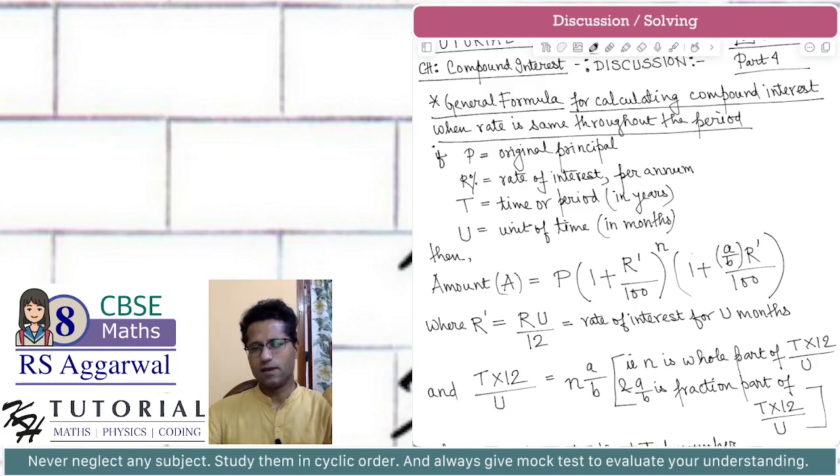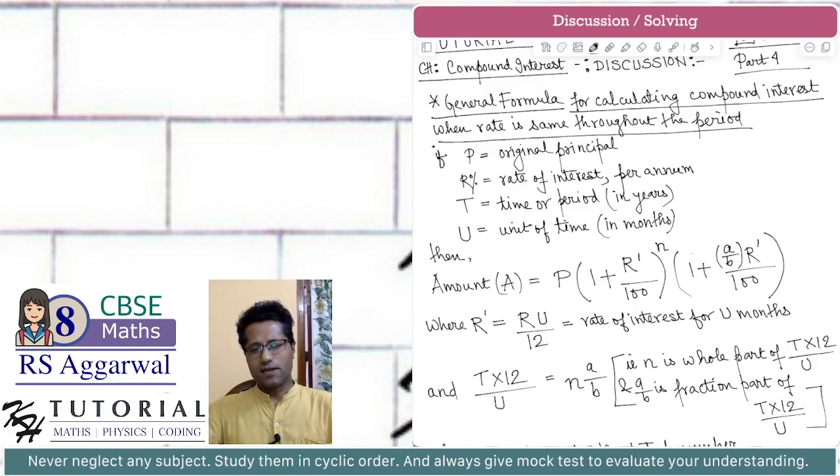If U is 12 months, then definitely R dash will be equal to R. But if U is not 12 months, if it is something else, some 6 months or 8 months or whatever, then you have to calculate the rate of interest for that number of months. So R dash is nothing but the rate of interest for U months. It is given that R is the rate of interest for 1 year, so you just have to calculate the rate of interest for U months. That is basically R dash.